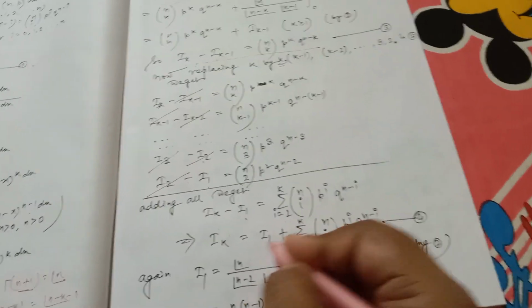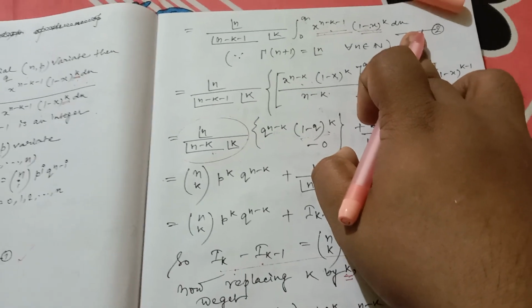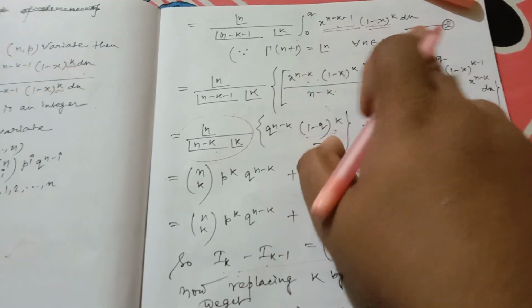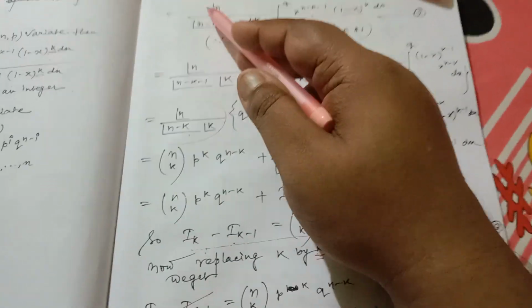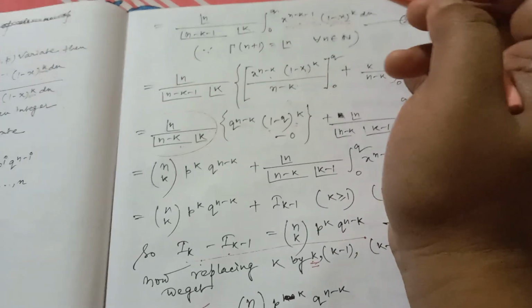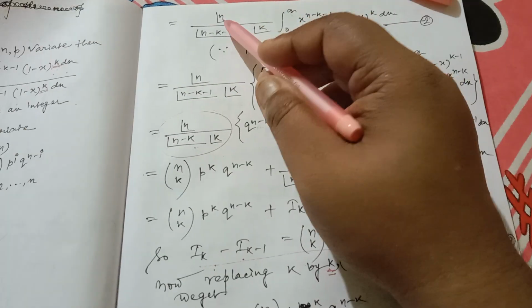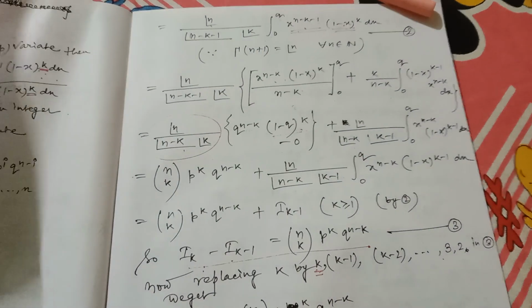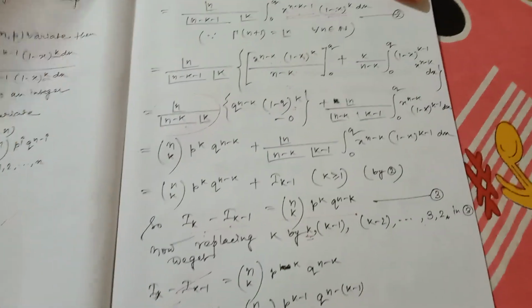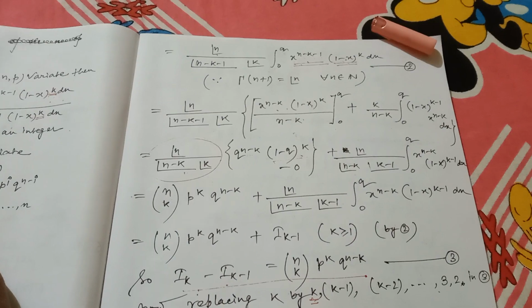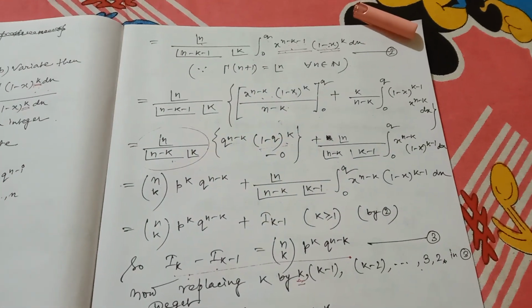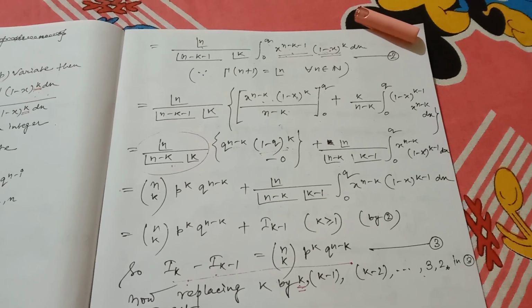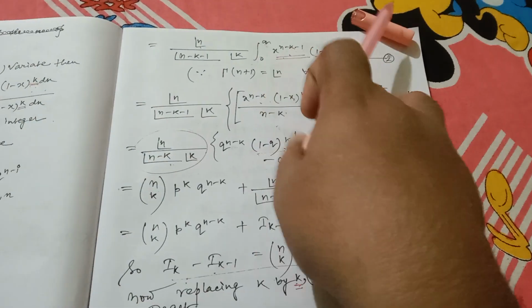Now it's time to find out I1. Now you have already obtained the value of expression like 2, that is Ik. Remember, this is the value of Ik, whatever we have obtained by equation 2. So putting k is equal to 1 you will get I1. So n factorial remains same. Just put k is equals to 1. You will get n minus 1 minus 1, that is n minus 2 factorial. Then 1 factorial. Here also x to the power n minus 1 minus 1, that is x to the power n minus 2, and then 1 minus x.